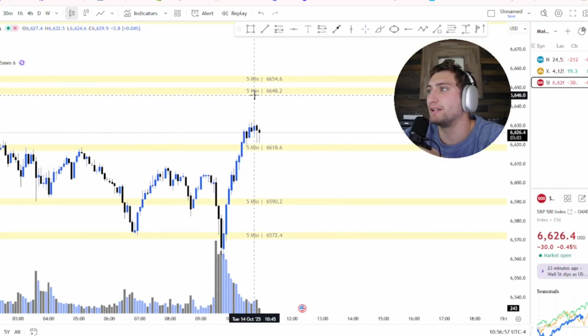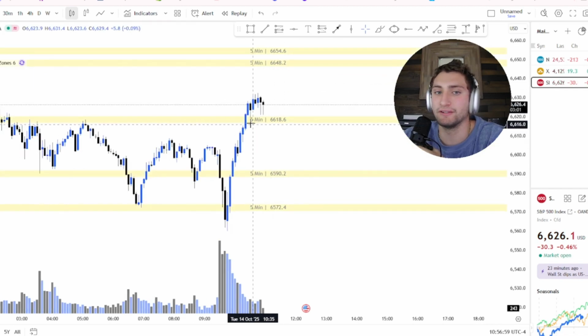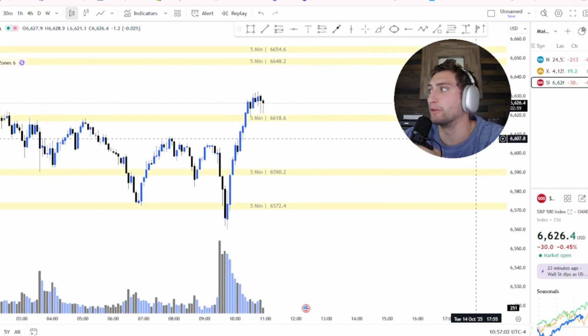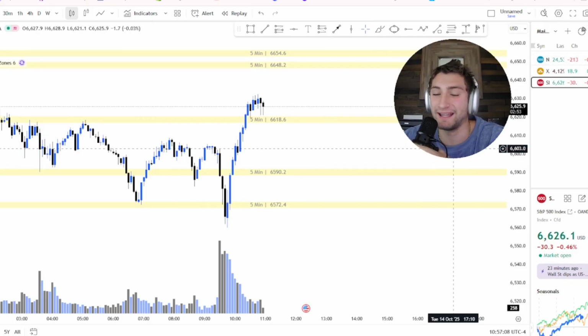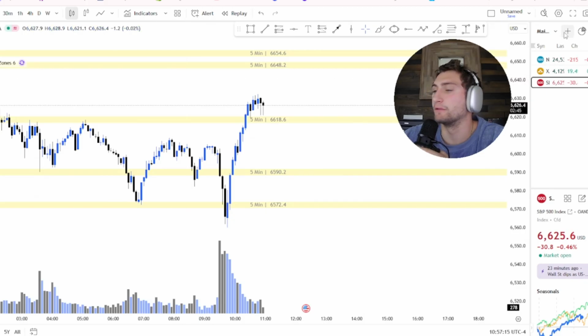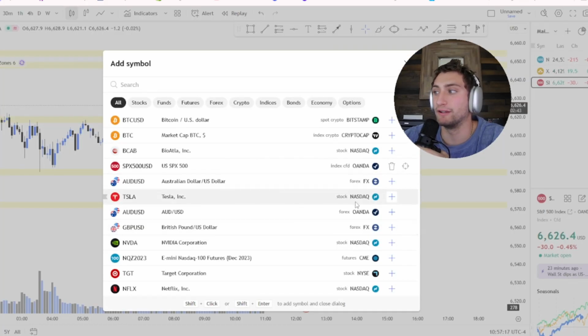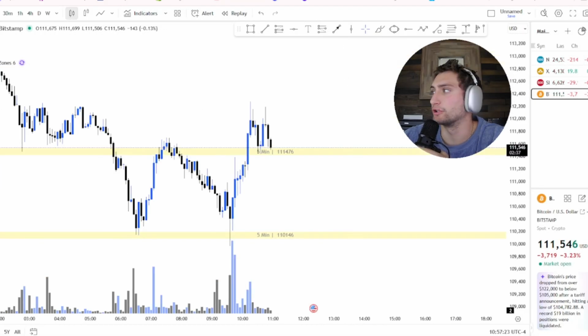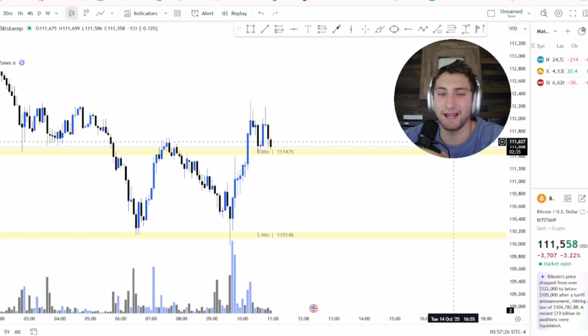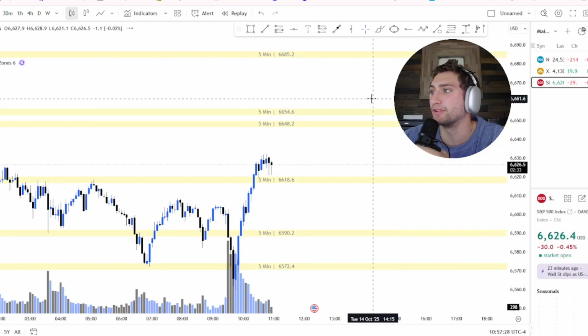So as you guys can see here, it has these zones outlined, it has the time frame, and it has the price level that they are at. So here I am on SPX. I trade gold, SPX, and NASDAQ with this indicator, but you can trade anything you want. For example, let's add a random stock. Let's just add Bitcoin. Let's go to Bitcoin, and bang, the levels will also show up. So any pair, any asset you want to trade, you can trade it with this indicator.